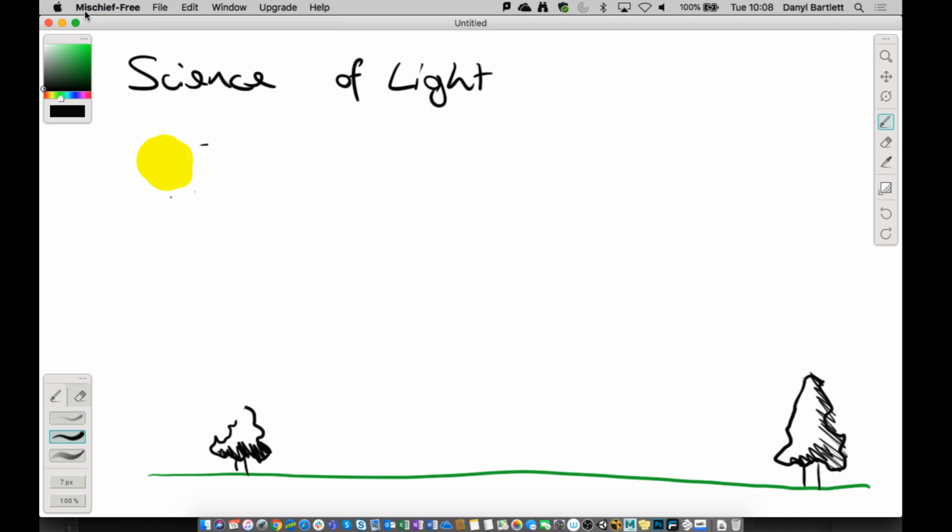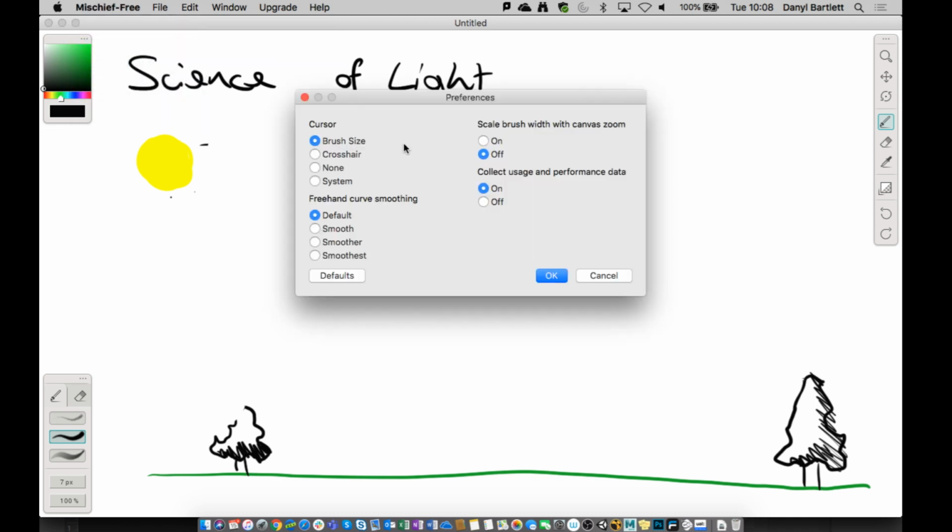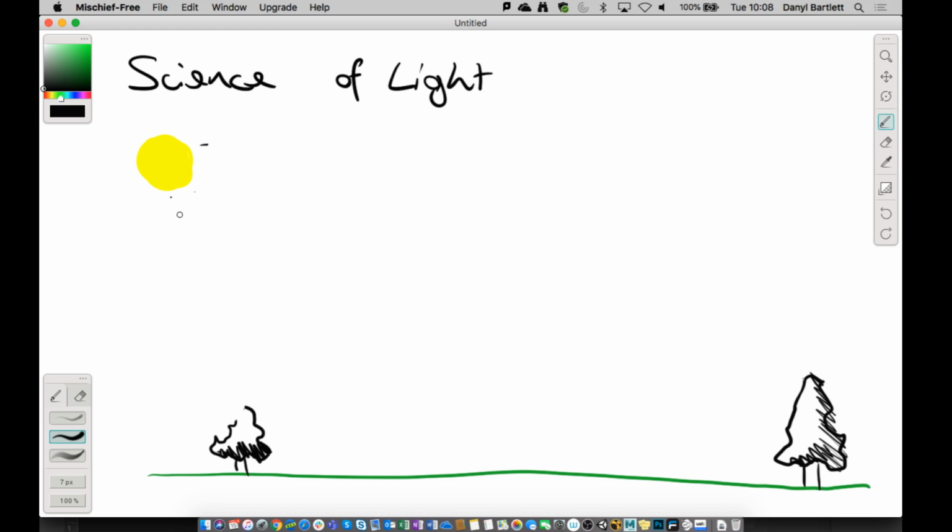I'm just going to make a very quick change because I know that it can do this. Where is it? Smooth this. There you are. The sun actually behaves more like this.